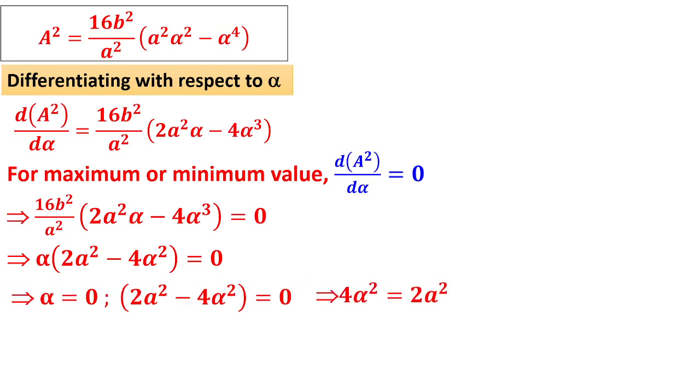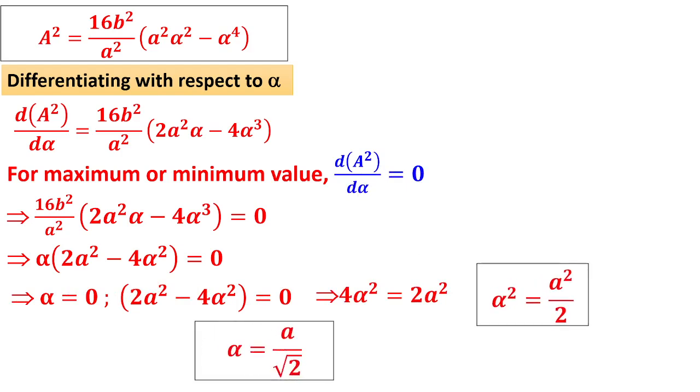Alpha cannot be 0, therefore 4 alpha square is equal to 2a square, or alpha square is a square by 2, or alpha is a by root 2. Therefore, we got the value of alpha. This is a critical point you can call.